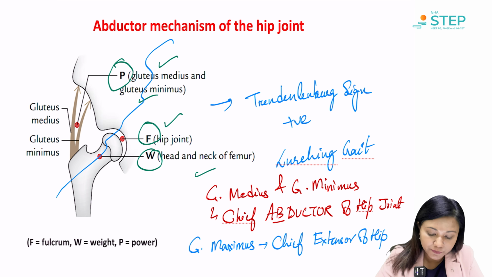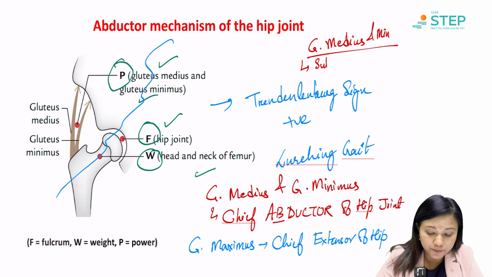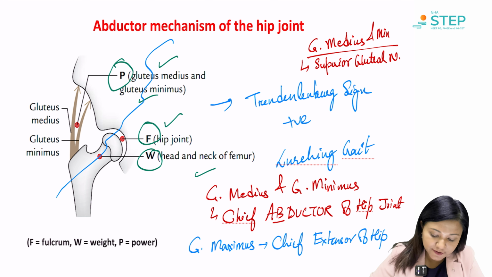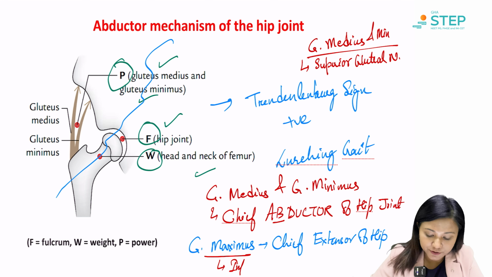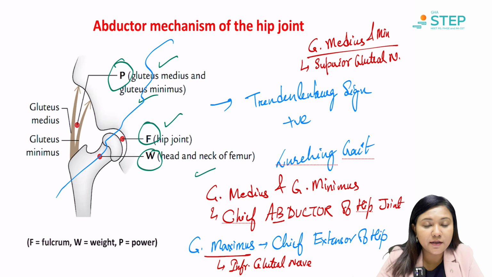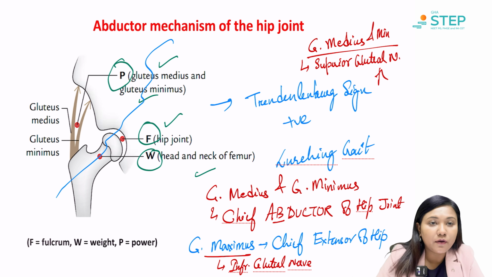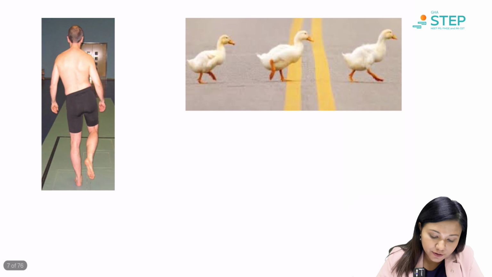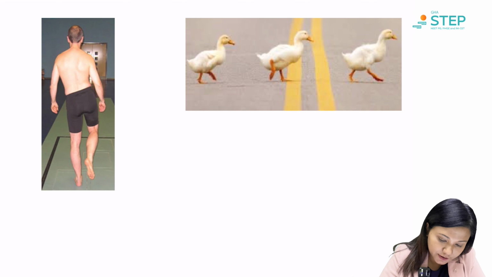Now the question may be asked the other way around. The gluteus medius and minimus are supplied by the superior gluteal nerve, and maximus is supplied by the inferior gluteal nerve. So they might ask, if there is injury to the superior gluteal nerve of the right side, then the sagging of the pelvis will be on which side? The sagging of the pelvis will be on the left side. So this gait is the lurching gait.